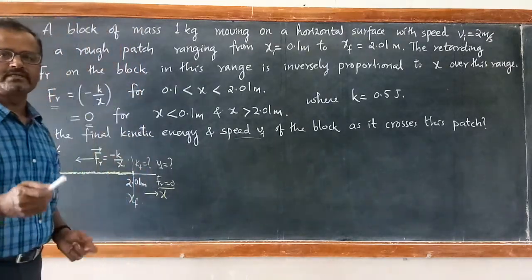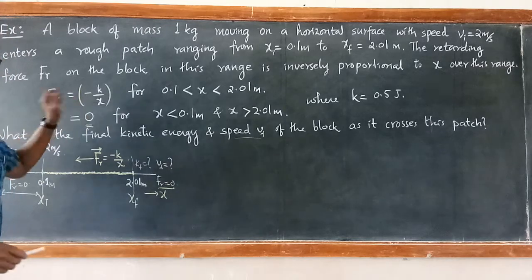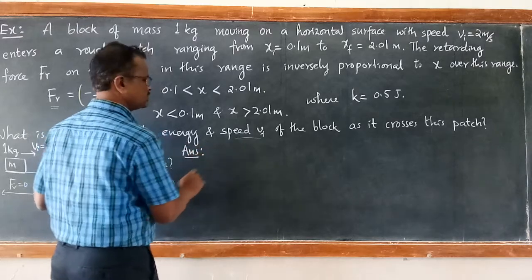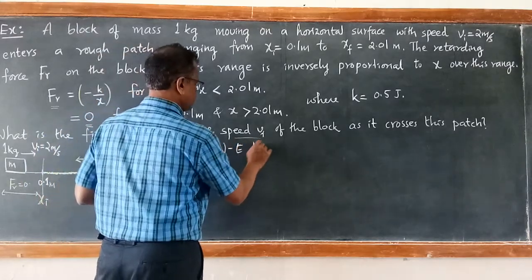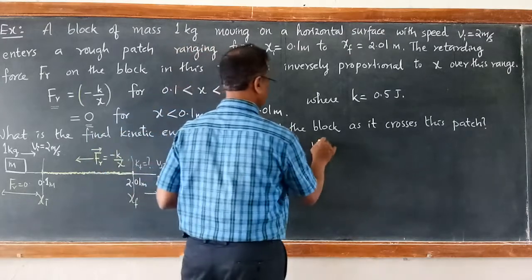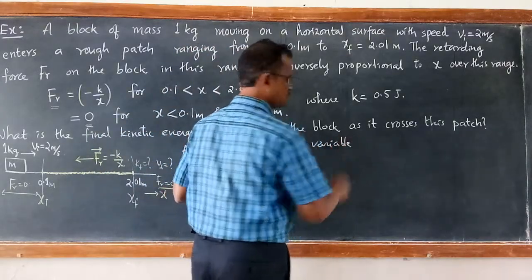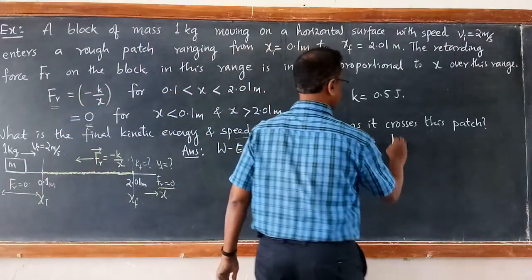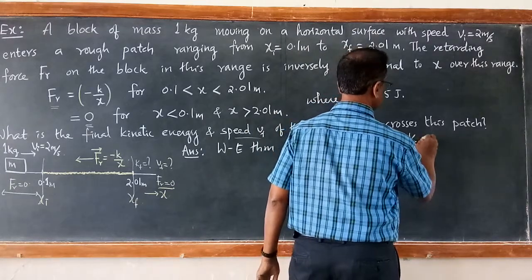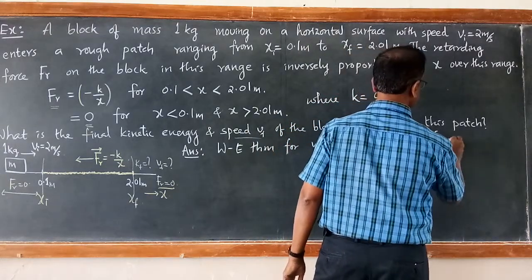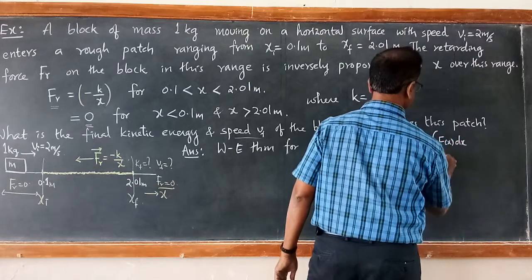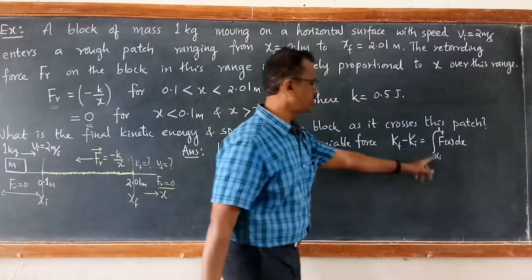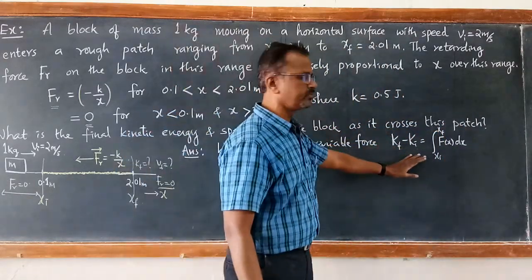The force is not constant here. The force is variable with this given function. Work energy theorem for variable force: Kf minus Ki is equal to the integral of Fx dx with lower limit xi and upper limit xf. This is what we have learned yesterday.